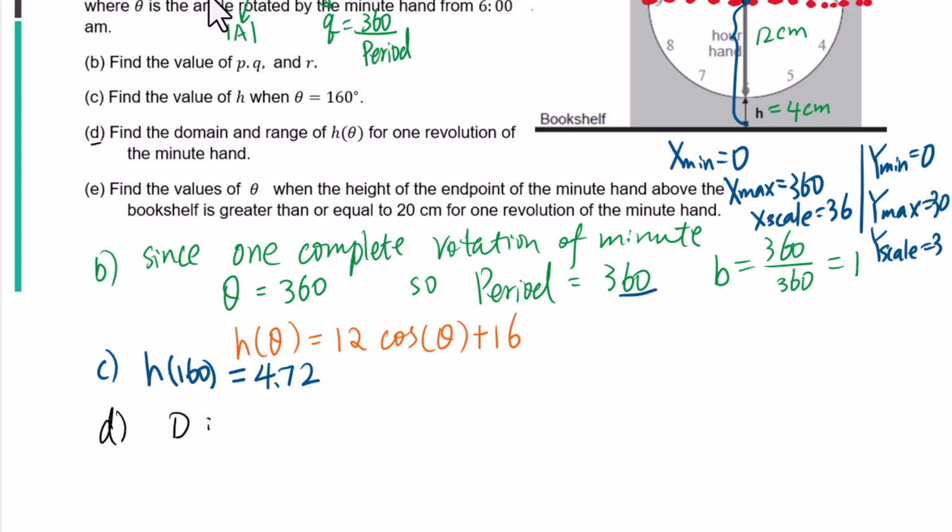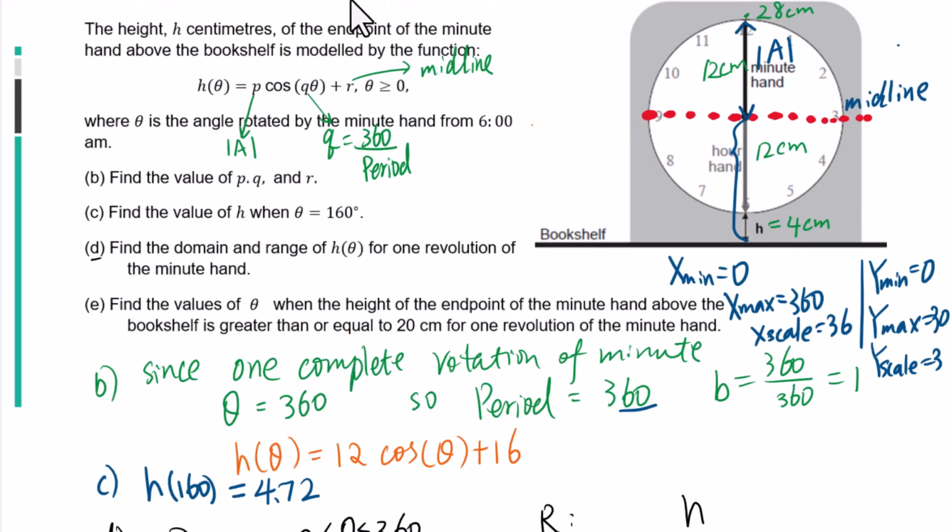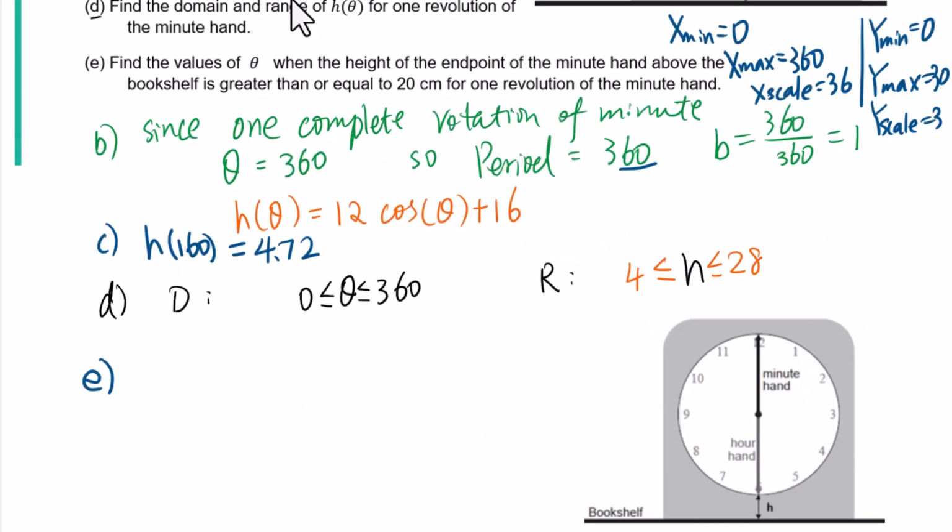D, find the domain and range of h of theta for one revolution of the minute hand. For the domain, theta is greater than or equal to 0 and less than or equal to the period, 360. For the range, let's look at this clock: h is greater than or equal to 4 and less than or equal to 28. E, find the values of theta when the height of the endpoint of the minute hand above the bookshelf is greater than or equal to 20 centimeters.